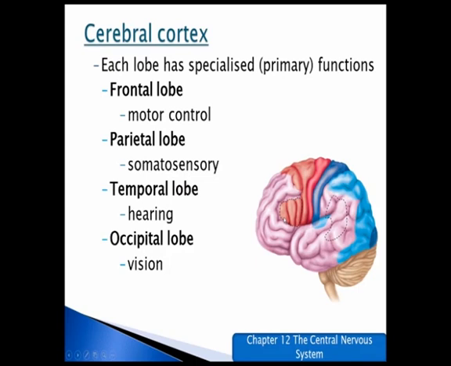So cerebral cortex has specialised functions depending on the region. Frontal lobe, in general terms, I want you to keep your study notes quite short for this topic. Frontal lobe, think motor control. Parietal lobe, think somatosensory, so sensations received and interpreted in the parietal lobe. Temporal lobe, hearing functions, and occipital lobe, visual functions.